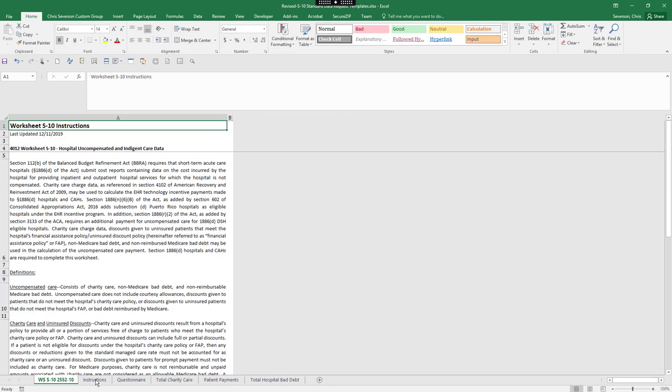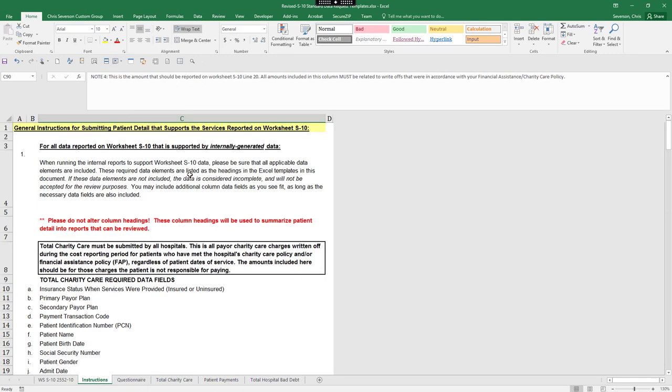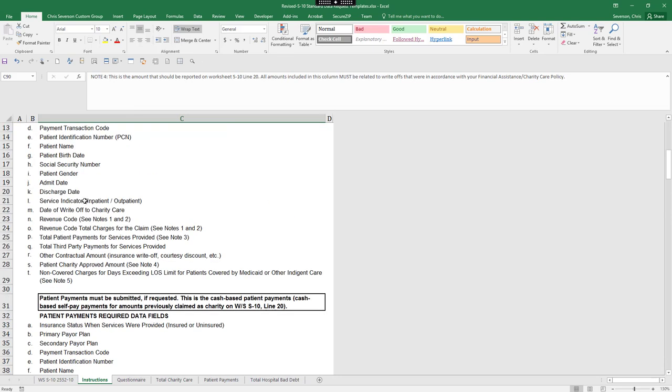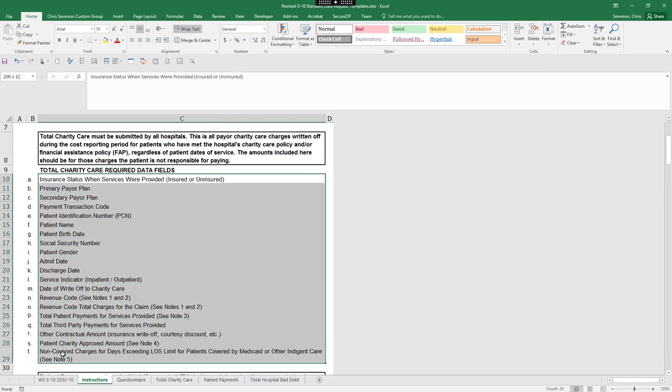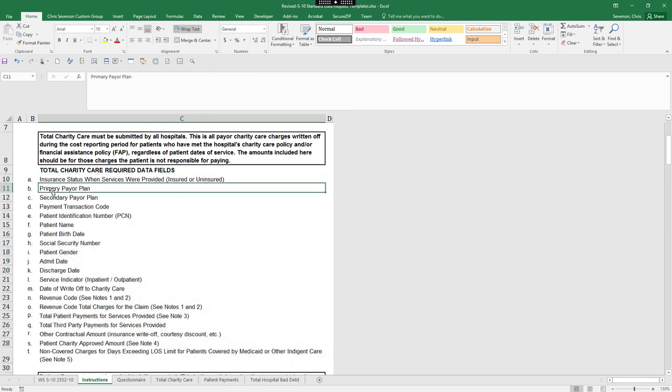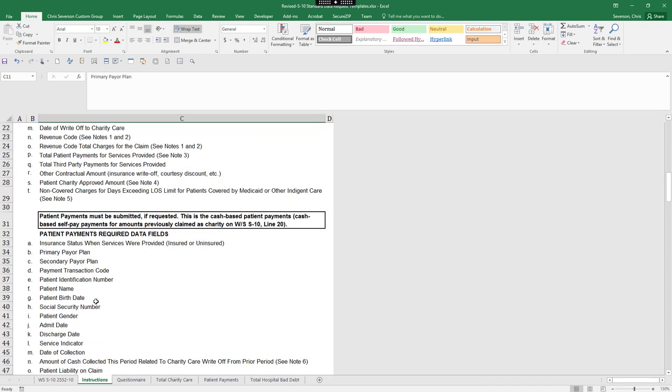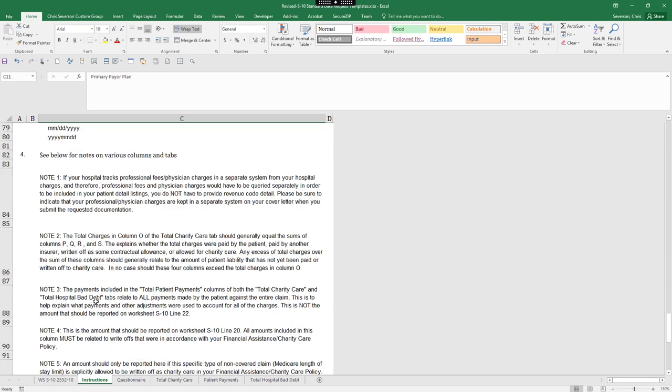First of all, I want to mention with the instructions tab, you'll see that for the most part this is the same, except that we have revised some of the column headings. Now these column headings flow over to the individual worksheet tabs, the total charity care, patient payments, total hospital bad debt. Some of these columns have been revised to add more clarity and in some cases add a note reference. The notes have been moved to the bottom of this worksheet. Previously, there was only one note. Now we have multiple notes to explain certain items.